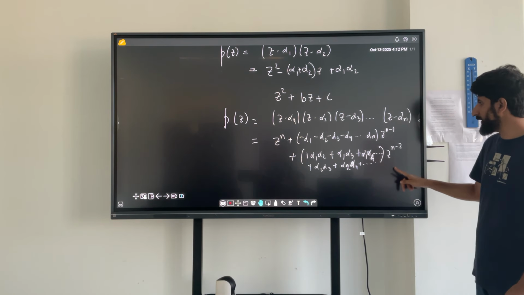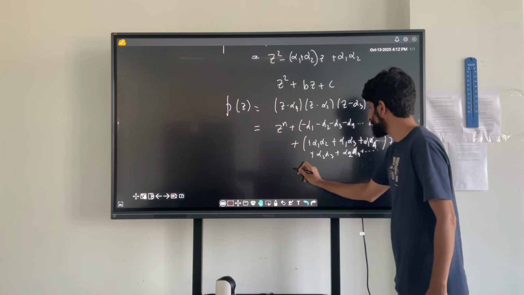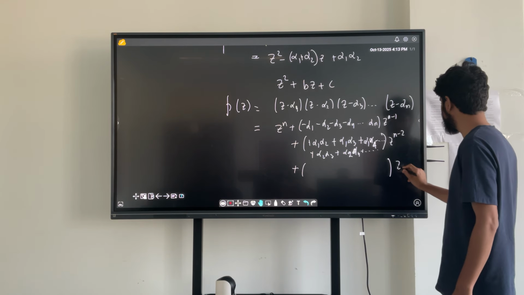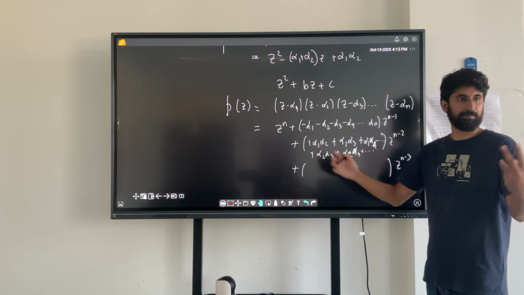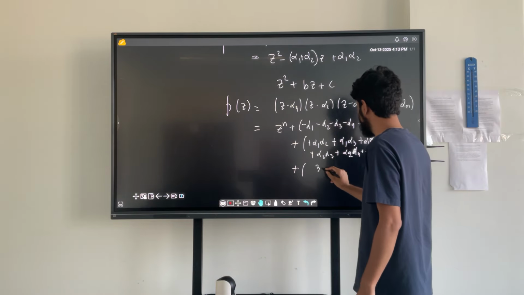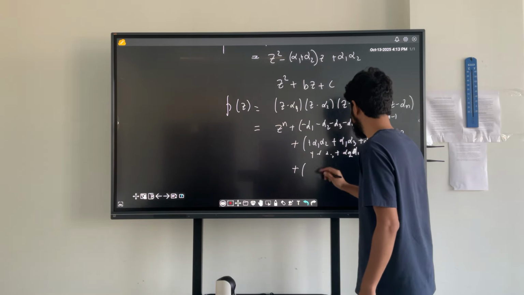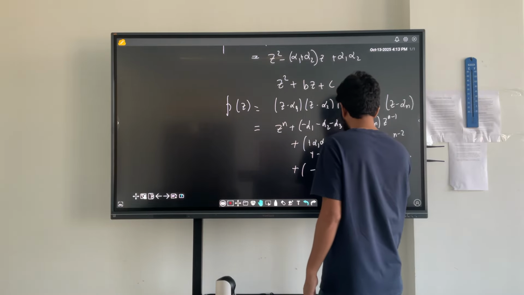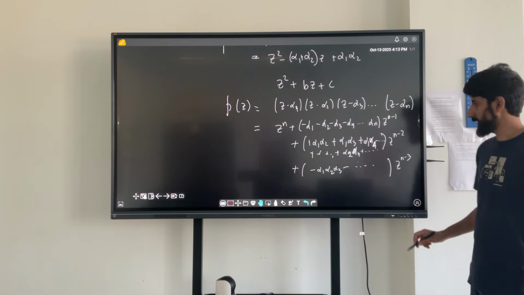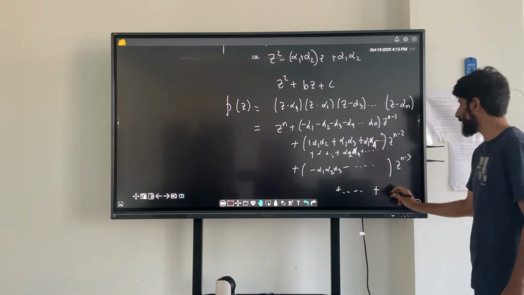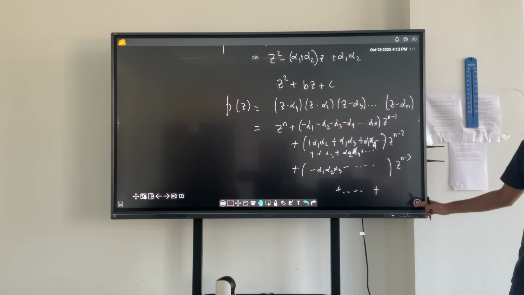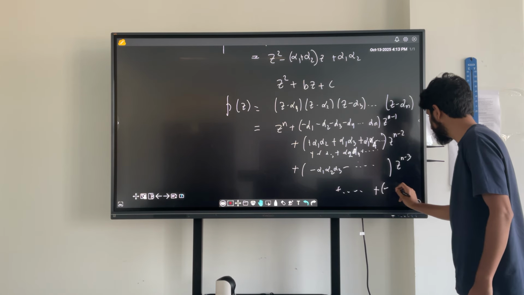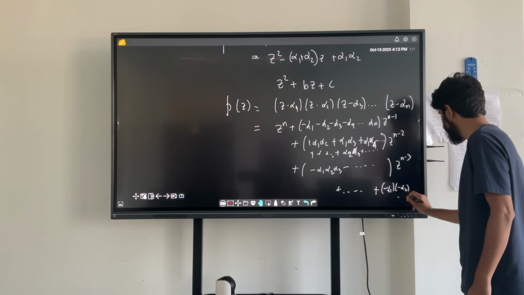Similarly, when you continue this progression, what do you get? I'll get z to the power n minus 3. Now, 3 of them. So, alpha 1, alpha 2, alpha 3, products of minus alpha 1, alpha 2, alpha 3. The minus sign will remain here, and so on. What about the last one? The last one would be z to the power 0. It would be just you pick alphas from every bracket. So it will be minus alpha 1, minus alpha 2, and so on up to minus alpha n.